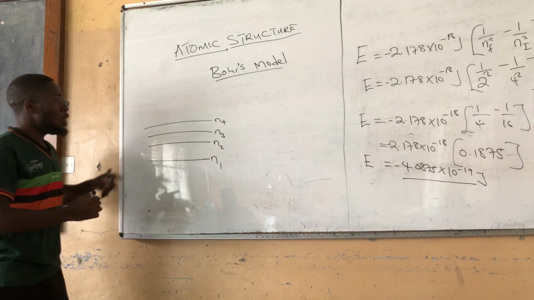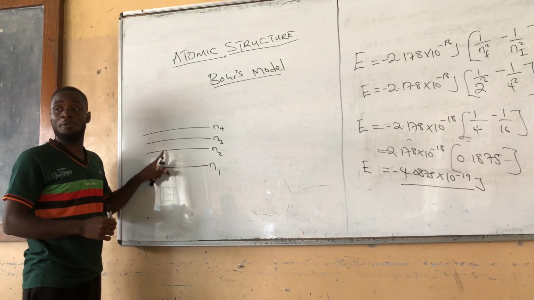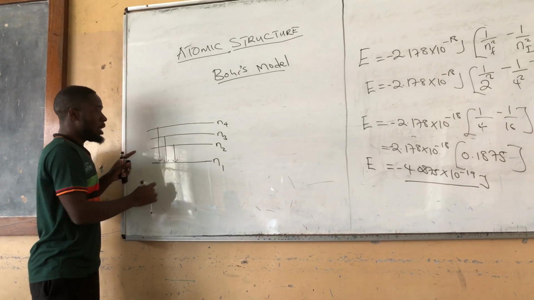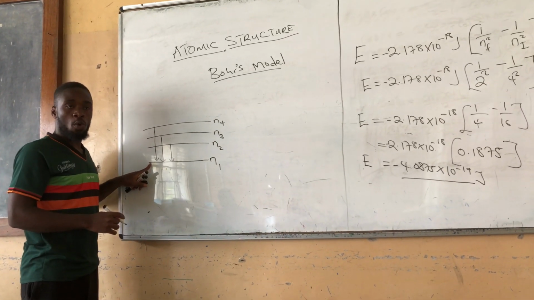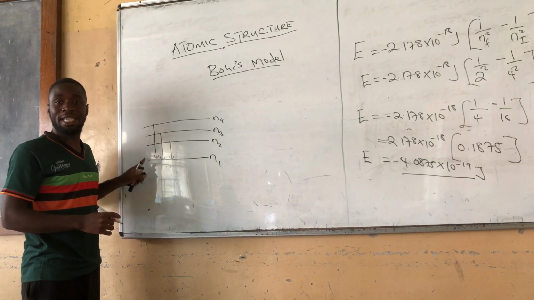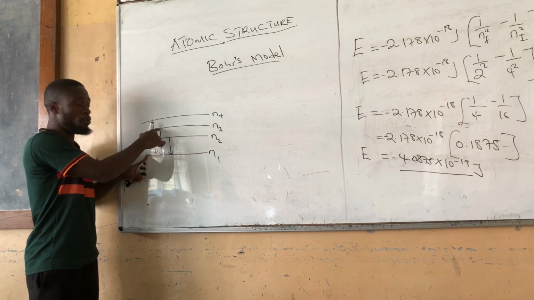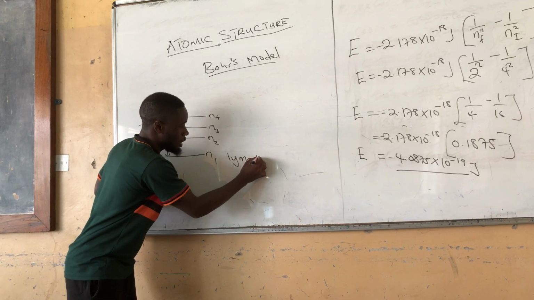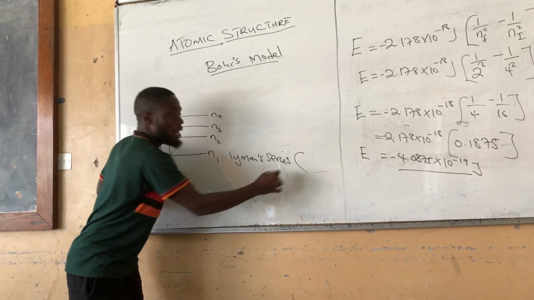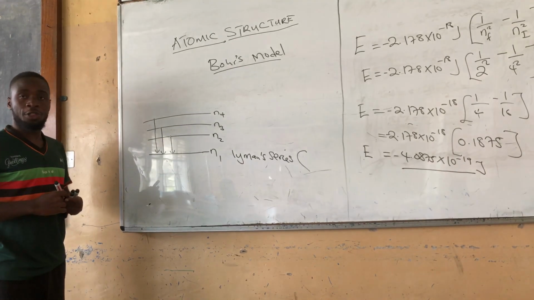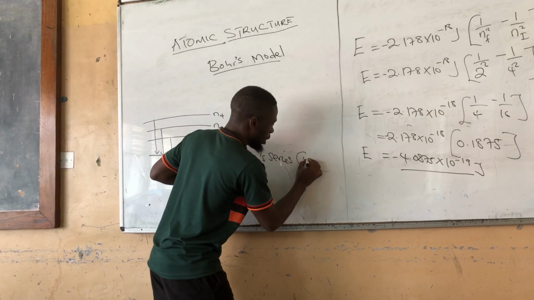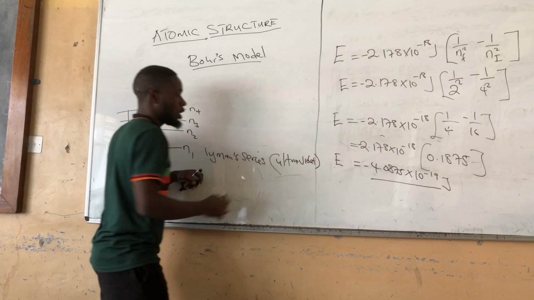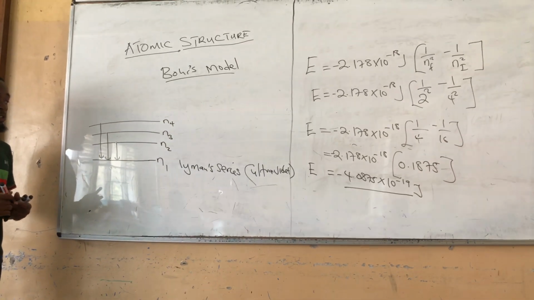So when electrons fall to the first energy level, it can be from anywhere. It can be from here, it can be from here too, it can be from here. When electrons fall to the first energy level, we call it the Lyman series. As long as they fall to the first energy level, we call that the Lyman series. And this Lyman series deals with ultraviolet emission. So they will do ultraviolet emission.